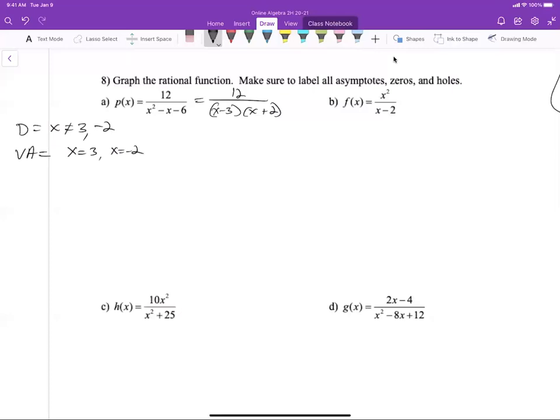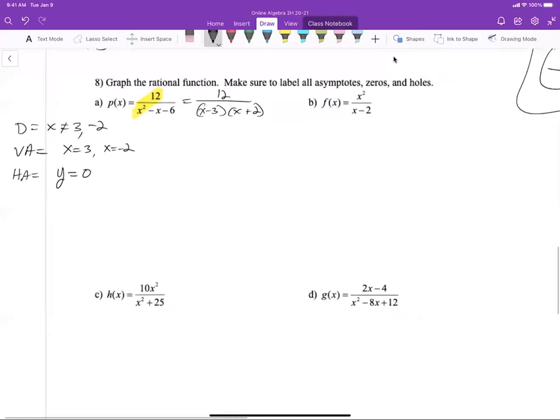What's the next step? Well, we look at our horizontal asymptote. How do I do that? I look at end behavior. I look at dominant terms. What happens as x approaches infinity or negative infinity? Well, in this case, my denominator gets huge and my numerator stays the same. So I have a horizontal asymptote at y equals 0. If I have a horizontal asymptote, I cannot have an oblique asymptote, so I'm good.